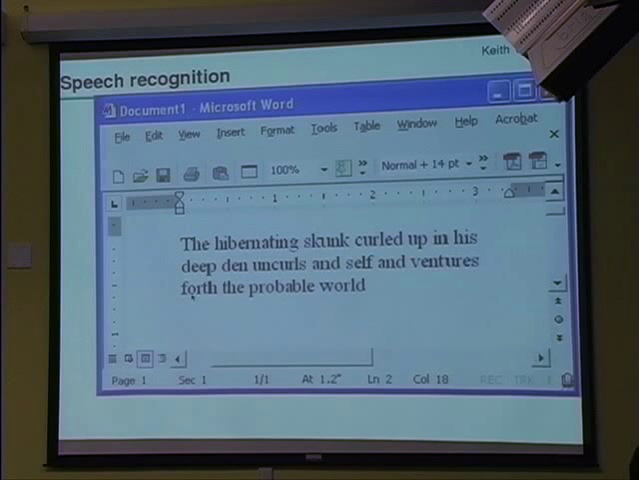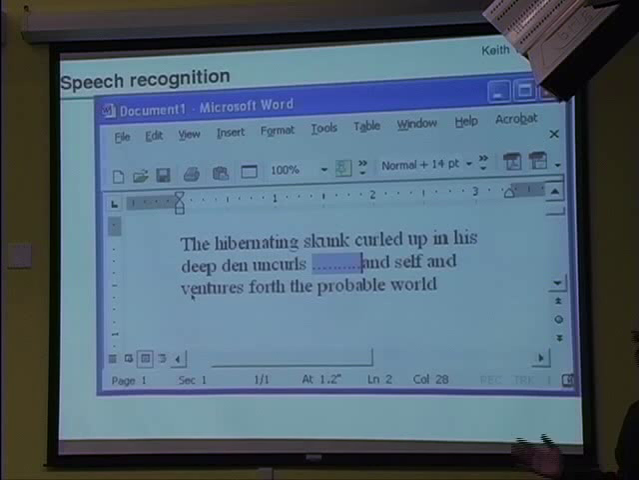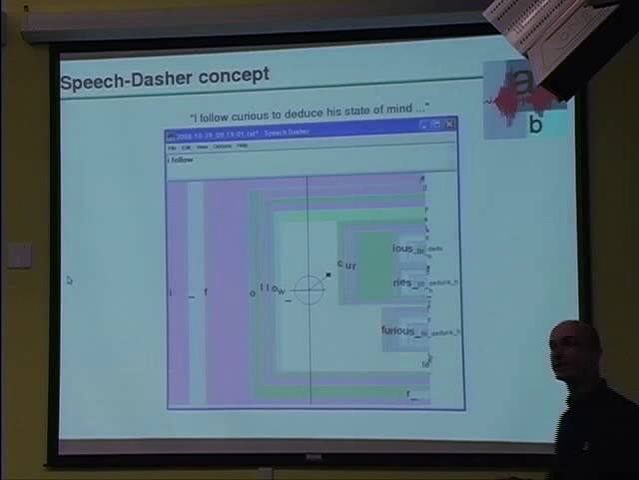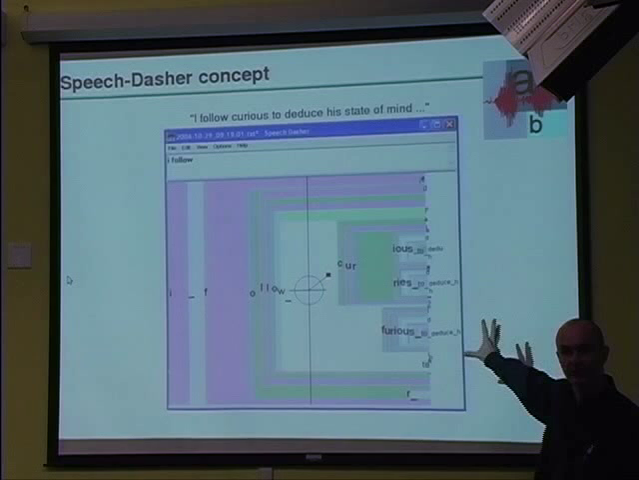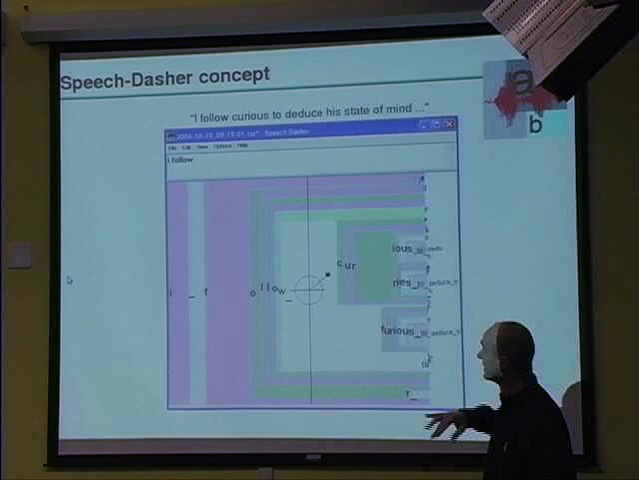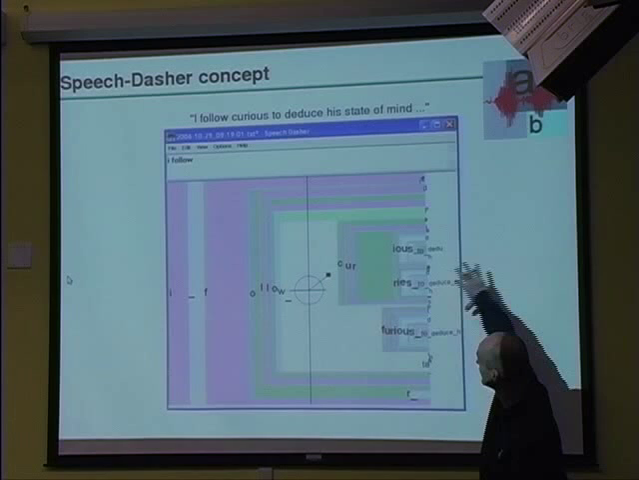And the question is, can we do better than this? And I believe that with a Dasher speech hybrid, we can, because we have a new way of entering information, a new way of using navigation. And here's a screenshot of what it looks like. Imagine you have just said, I follow curious to deduce his state of mind. And the speech recognizer says, well, I'm not sure if he said curious or curries or furious. And so on the screen, these alternatives are displayed in the Dasher way, in alphabetical order.